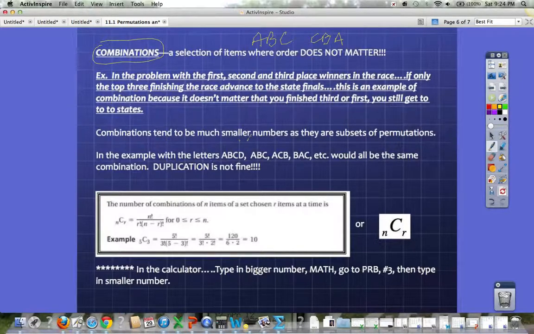Combinations tend to be much smaller numbers because they are a subset of permutations. So in the example where we had the 4 letters and wanted 3-letter combinations, ABC and ACB and BAC, etc., would all be the same combination.